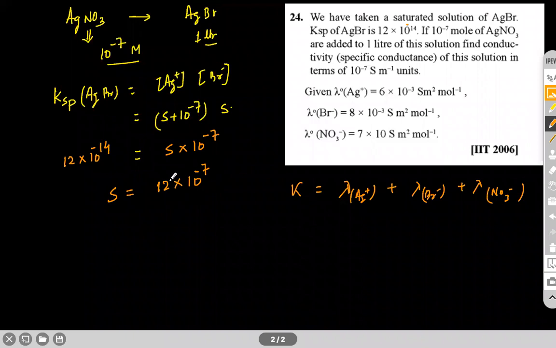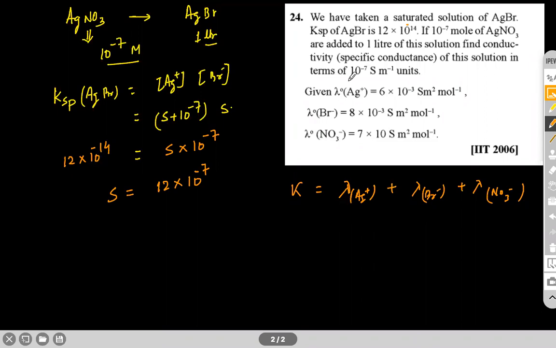Okay. So Br minus concentration is this. Ag plus concentration is again this. And NO3 minus concentration is 10 to the power minus 7. All these things, if you substitute here with lambda, you'll get the answer. But in this one, I think that's what you see. It is a mistake in this question, guys.